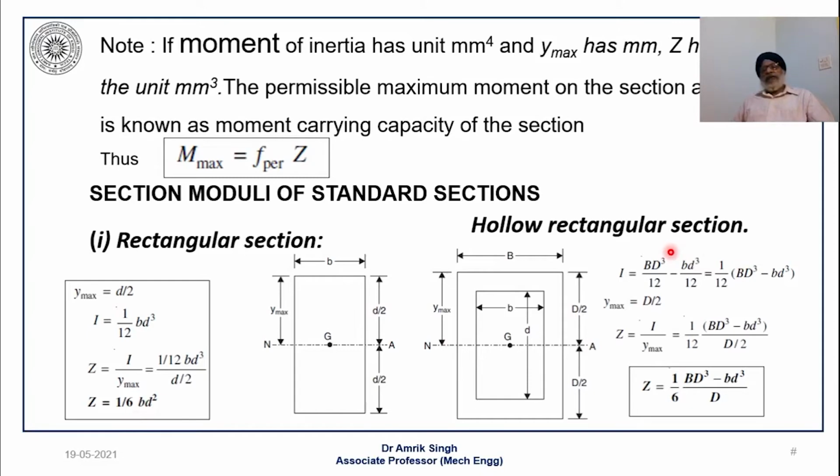Similarly for the hollow rectangular section, what we can do is calculate the moment of inertia of the outer rectangle, and we can calculate the moment of inertia of the inner rectangle, and we can subtract them. So it is BD cube upon 12 minus bd cube upon 12, in the same fashion we did here. So when we solve it, Y max will be capital D by 2. So this will be the value of the section modulus for the hollow box section.